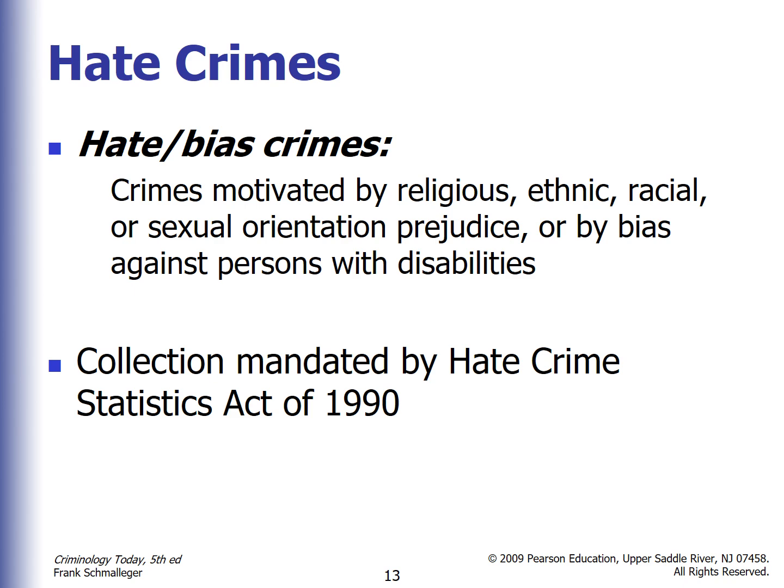Hate or bias crimes. This is another measure that's collected at the federal government level, but it's also collected at each of the state levels, where they look at hate crimes. And of course, the definition of hate crimes, the UCR has their own definition. Different states have their definitions, and they have special reporting systems. And their collection is mandated by the Hate Crime Statistics Acts of 1990.